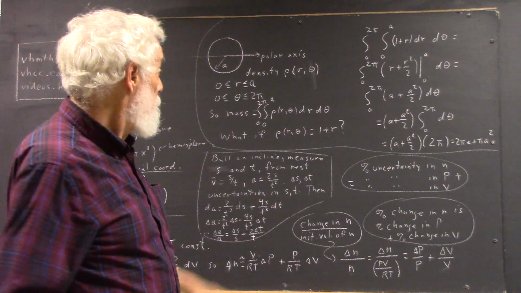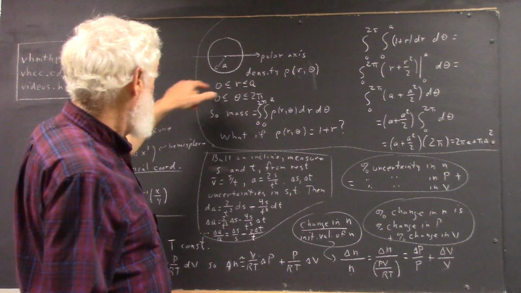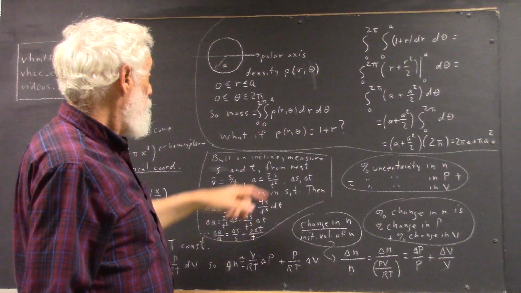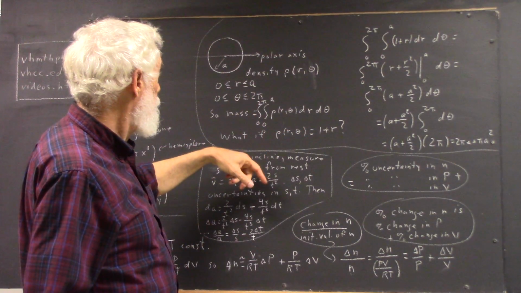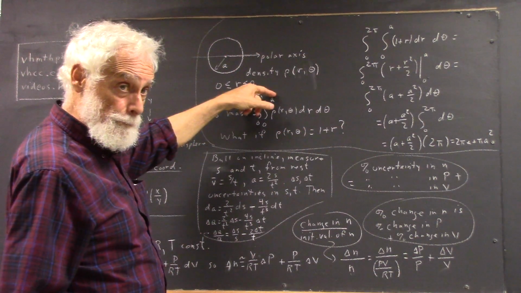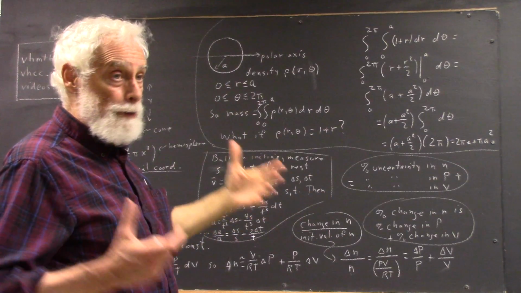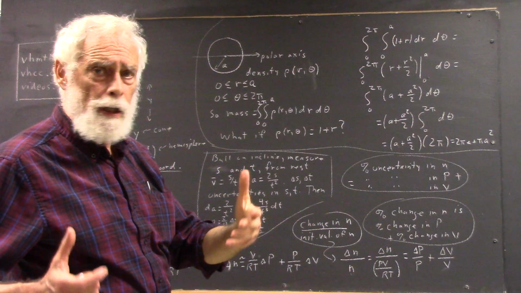If we set up our partition, we see that we're going to get an integral for this circle where theta goes from 0 to 2 pi and r goes from 0 to a. Fixed intervals for both r and theta.